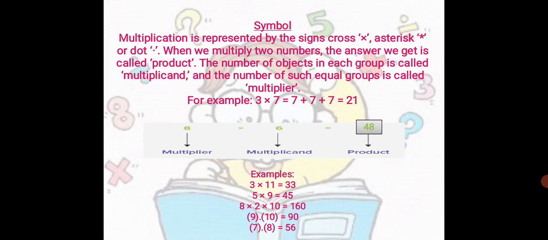When we multiply two numbers, the answer we get is called the product. Okay, children? So, the answer of the multiplication is said to be the product. The number of objects in each group is called the multiplicand, and the number of such equal groups is called the multiplier. So, three new terms we are learning here: product, multiplicand, and multiplier.